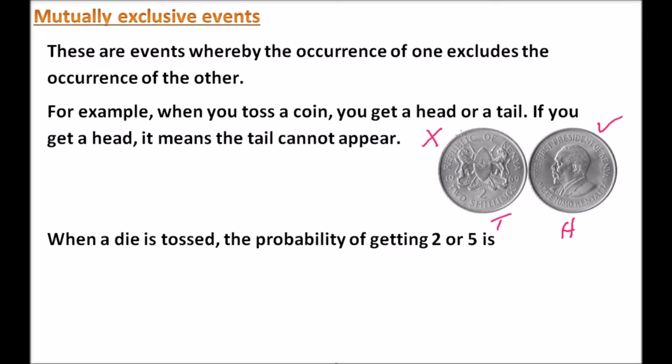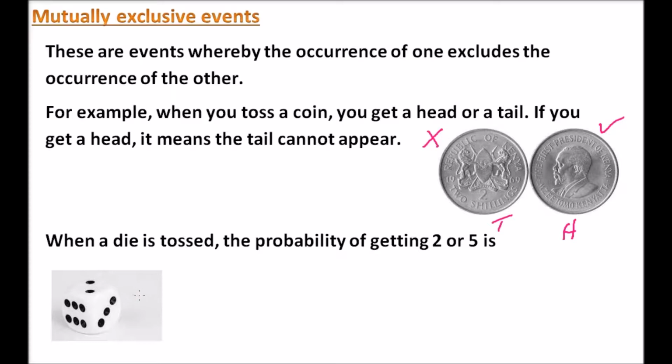Let's have a look at also when we toss a die. Again, when a die is tossed, what is the probability of getting 2 or 5? Like I have mentioned earlier, a die has 6 sides with marks. One side has 1 mark, and another one has 2, like this one. This one has 3, this one has 6. Another side has 5, and another one has 4.